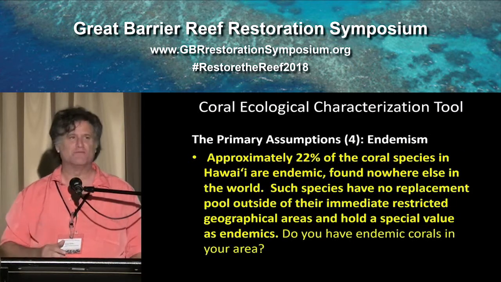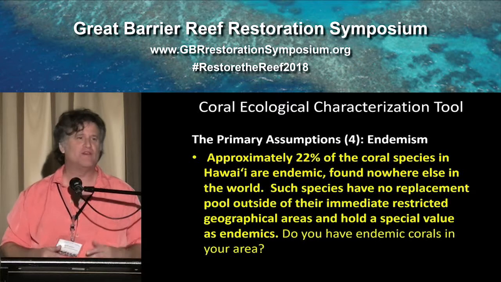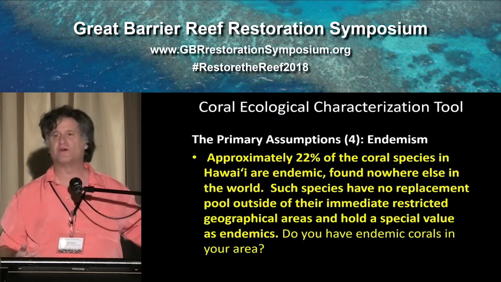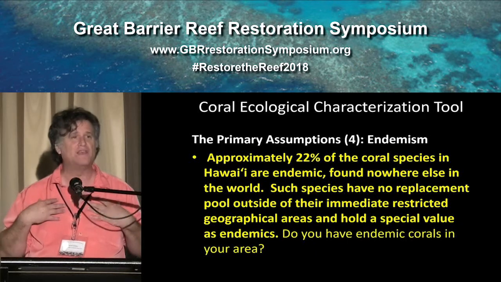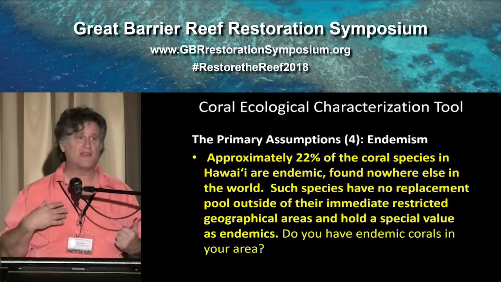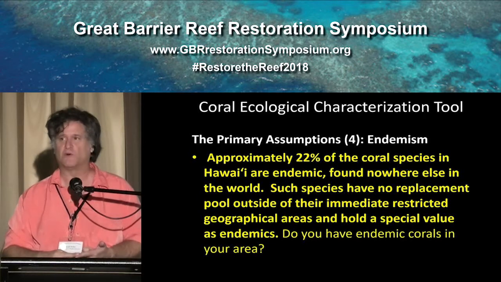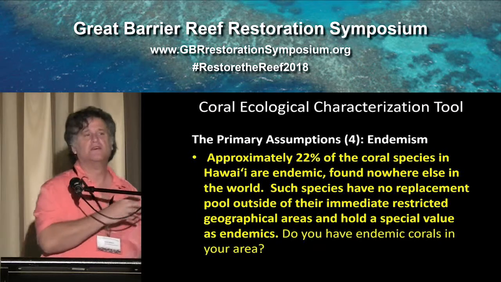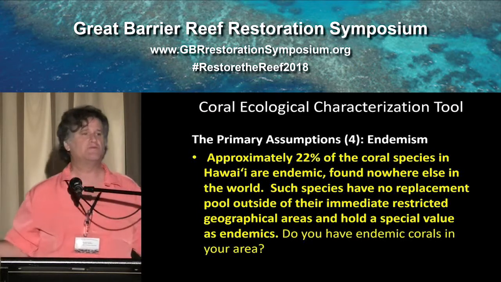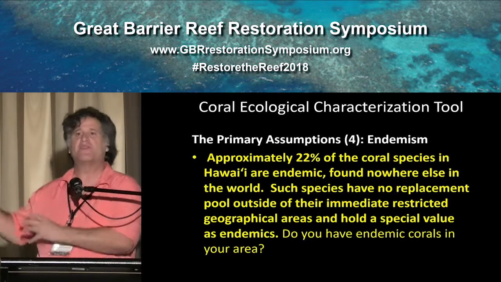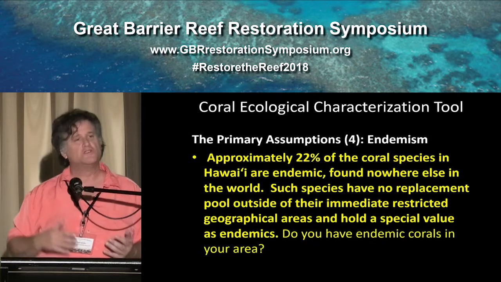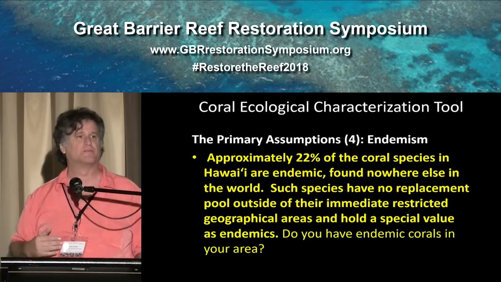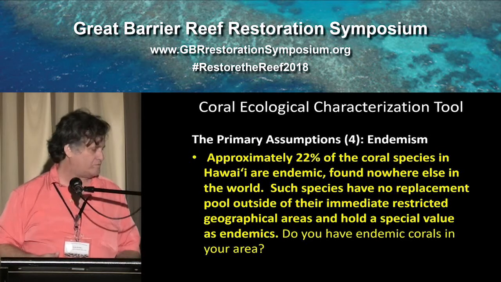Okay, and then endemism. Now, if you're in a place where you have less than 1% endemism, it'll zero out. You don't have to worry about this in terms of the model. But I'm from Hawaii. We used to think we had 22% endemism of corals. We now realize it's around 25 or 26% endemism. And that means for any impact to an endemic coral, we have no replacement pool. There's nowhere we can go to get that species to replace what we've lost. So, similar to rarity, there's an intrinsic value to endemism.